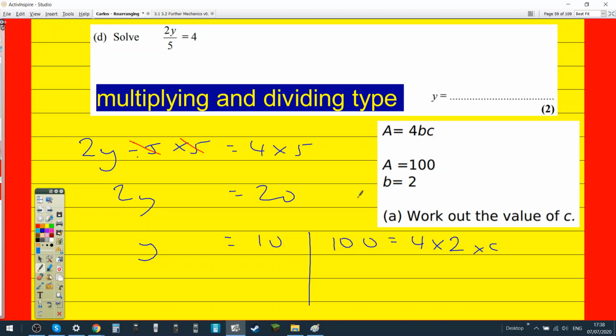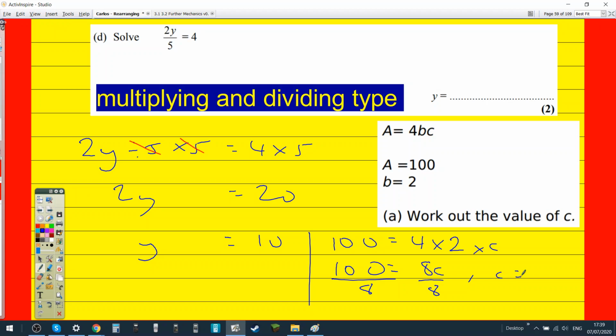So 4 times 2 is 8. So then C would be... 8 times what gets you to 100? So you can calculate the answer. Divide both sides by 8. Okay, so 100 divided by 8 would be 12 and a half.